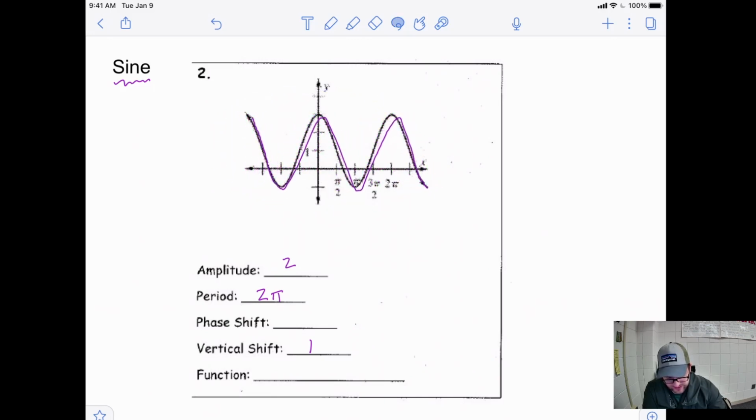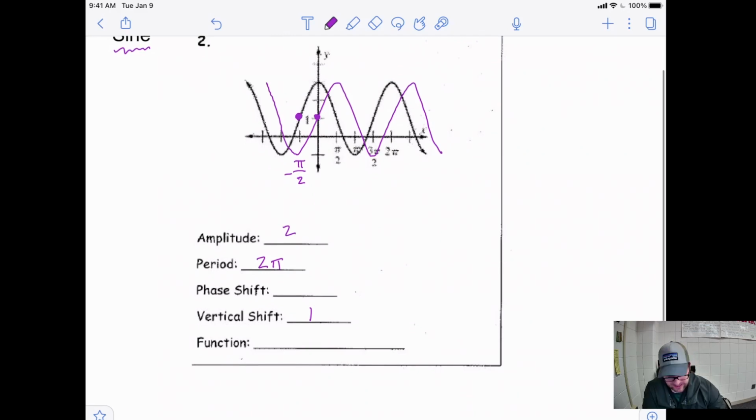So it looks like I'm moving it over. If I slide it over 1 tick mark, from this tick mark I'm moving that point over to there. Now, what we do know is that that tick mark is representative of a negative pi over 2. So in this situation we moved our graph to the right, pi over 2. So if I go to the right, pi over 2, how would that look for our equation?